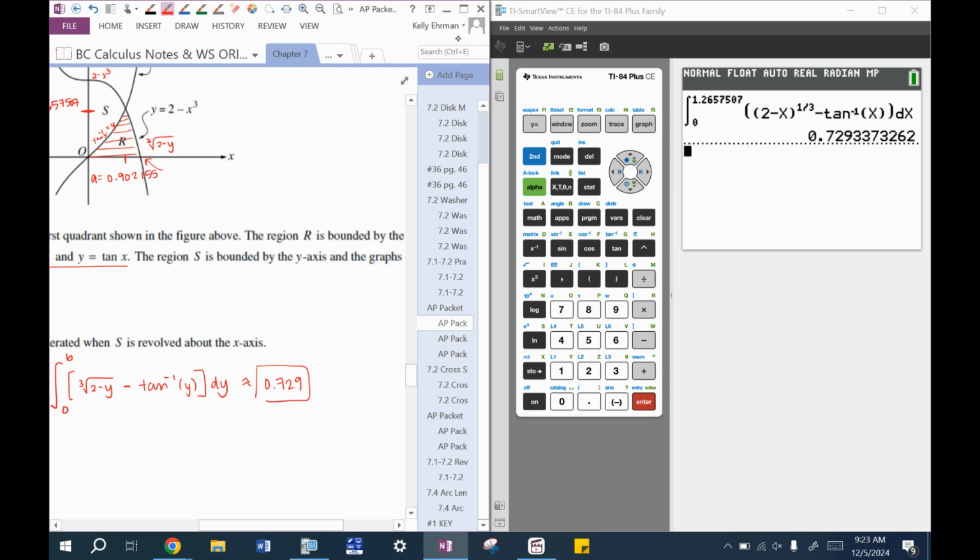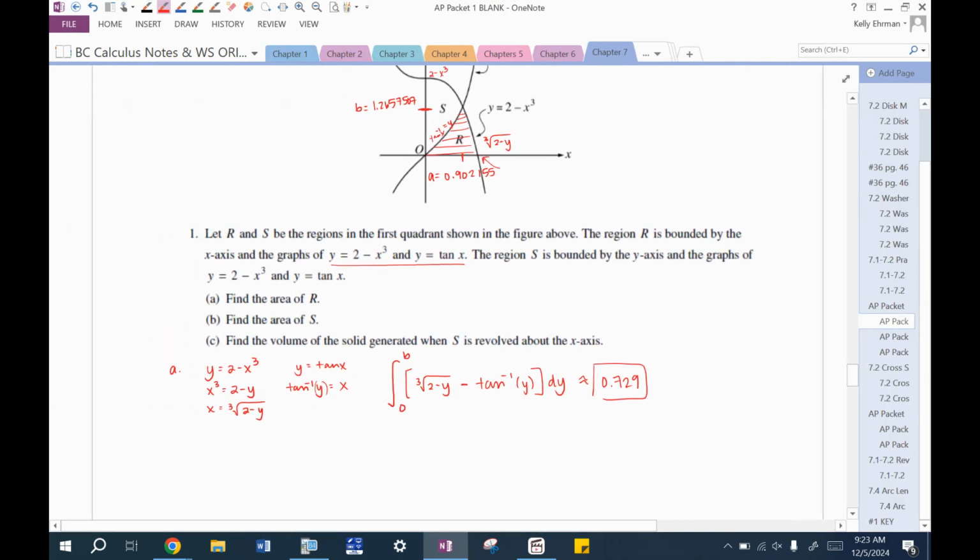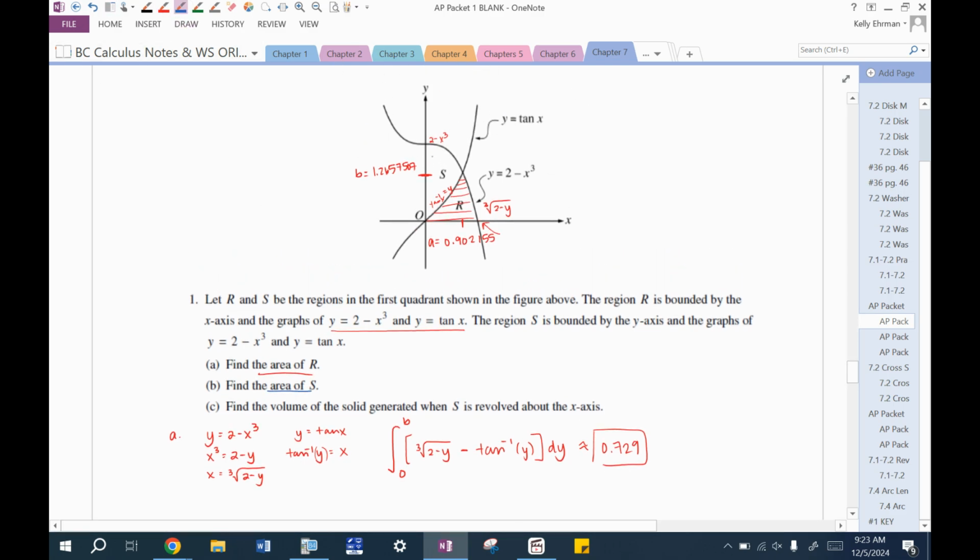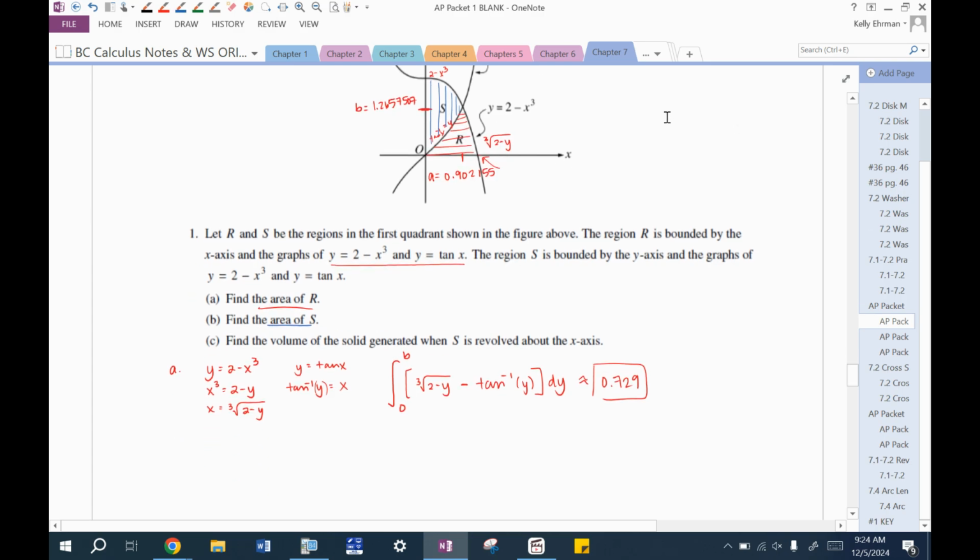All right. Now the next part says find the area of S. So area of S, when I look at S, there is a top minus bottom thing happening, and it's happening all the way across, so I don't have to set up two different integrals. So I'm going back to the functions. Everything's going to be in terms of x. All right, so this will be the integral from 0 to a, because I want the x values, of, on this one, 2 minus x cubed is on top, and regular tangent x is on the bottom, and then dx.